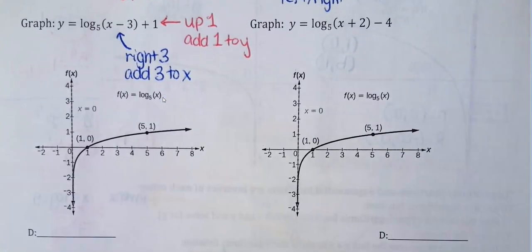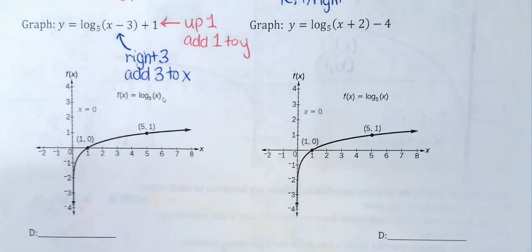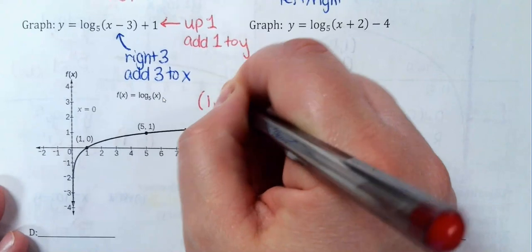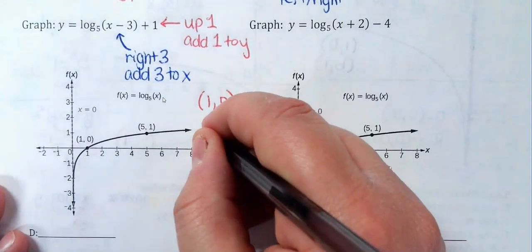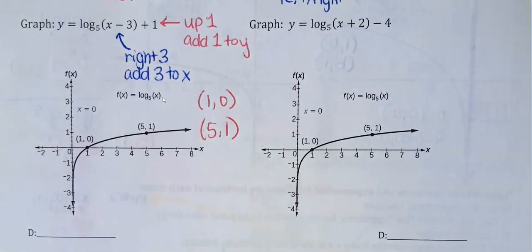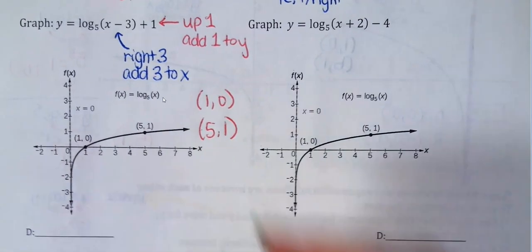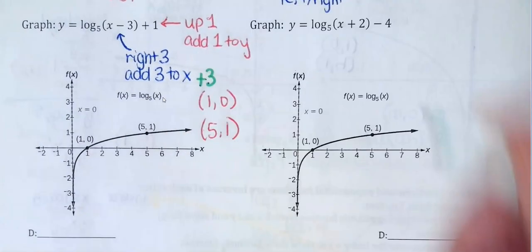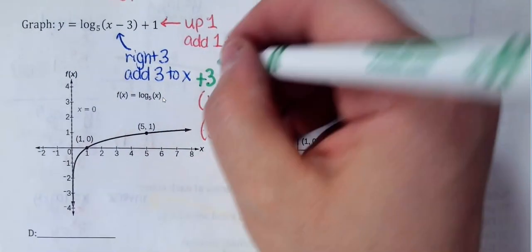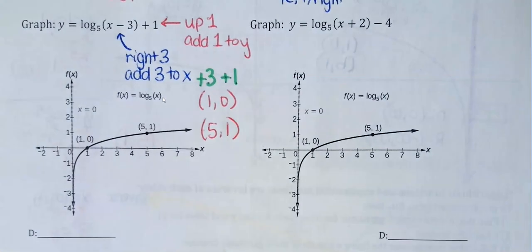Okay, so my original point, I'm going to pick a color here. My original points, I have 1, 0, and then I have 5, 1. That is on the unshifted graph. Okay, now I'm going to shift the graph. So for each one of those points, I'm going to add 3 to the x-coordinate because I'm going 3 to the right, and I'm moving it up 1. That's going to affect the y-coordinate, and I'm going to add 1 to the y-coordinate.